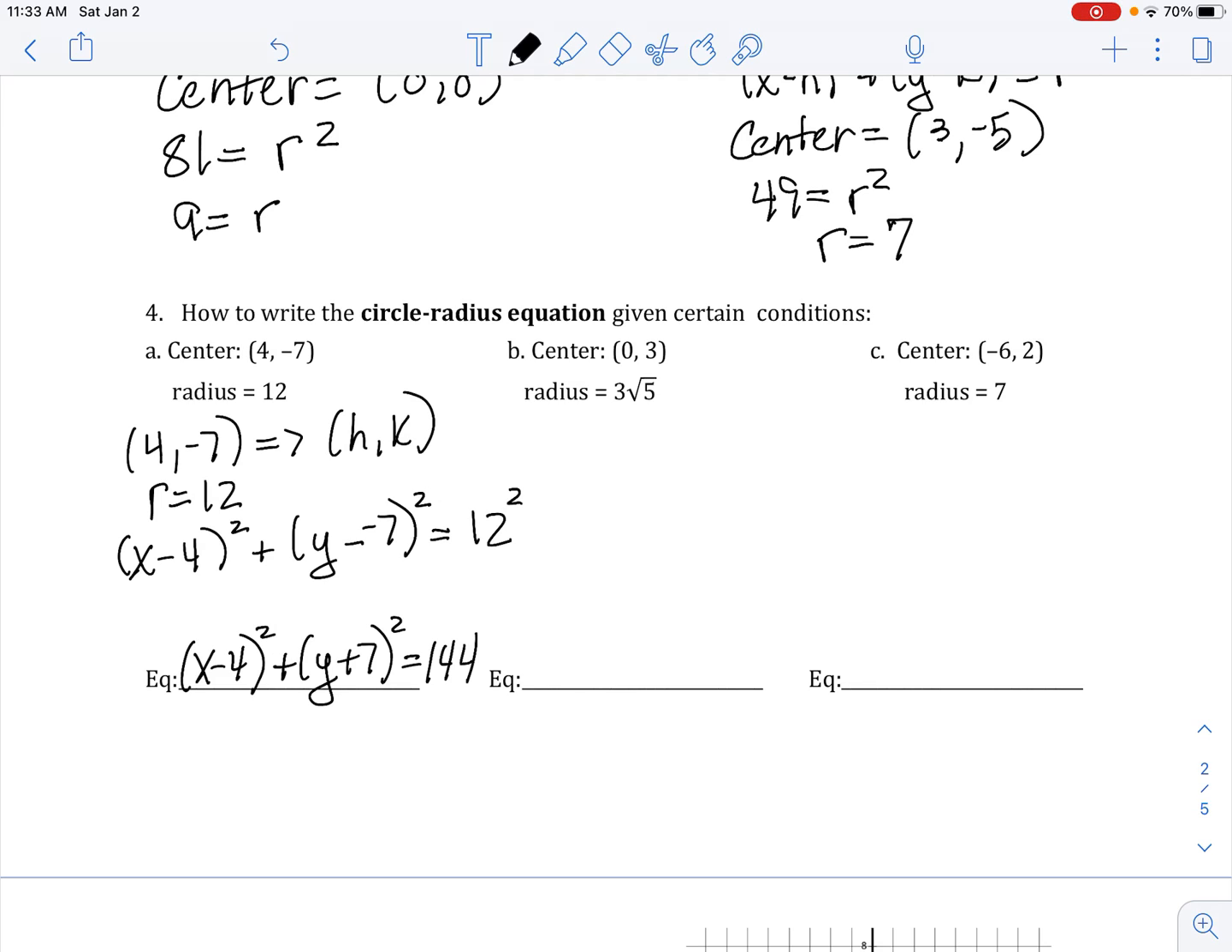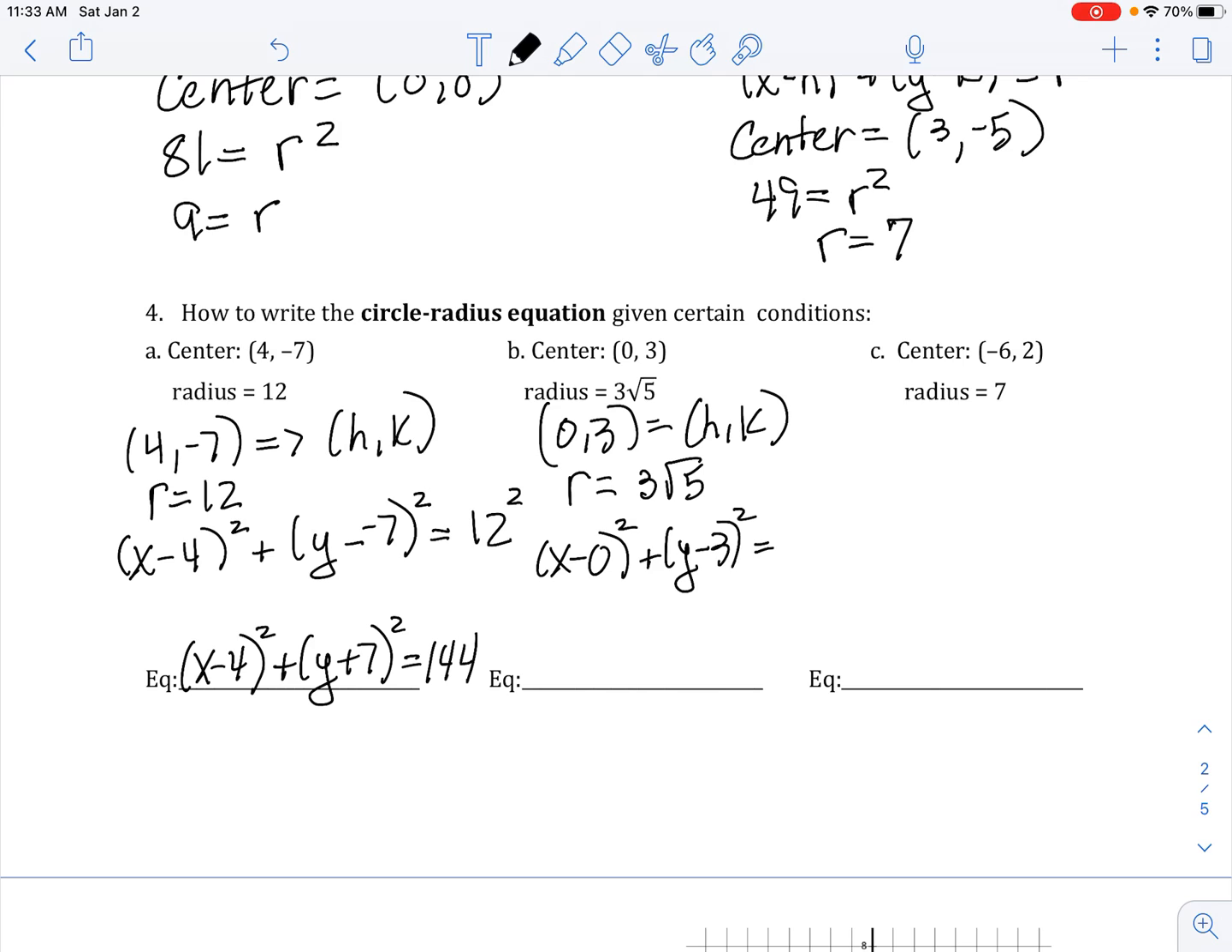Okay, for B, the center 0, 3. So again, 0, 3 is going to represent h, k. My radius is 3 root 5. So to put it in the equation, that's going to be x minus 0 squared plus y minus 3 squared equals 3 root 5 squared.